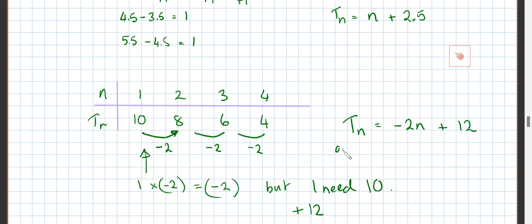By the way, for those of you that are really keen on how to communicate, quite often when we've got a positive and a negative, we would write it this way around: 12 minus 2n. Kind of makes sense, right? We start with 12, but we take 2n away. Either of those is absolutely fine.